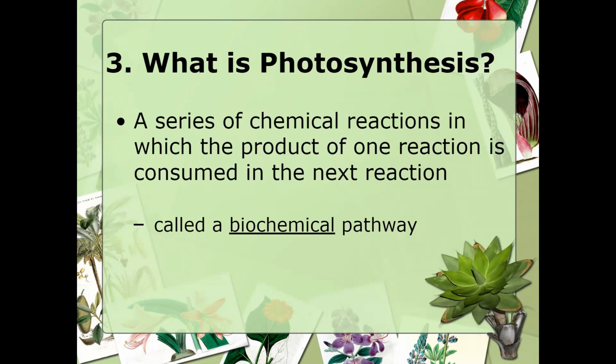So what really is photosynthesis? To sum up, because it is a very complex process, photosynthesis is a series of chemical reactions where the product of one reaction is consumed by the next reaction and so on. We refer to that as a biochemical pathway because it's not just one reaction, it's several, and it's happening in a living organism. So it's a biochemical pathway.